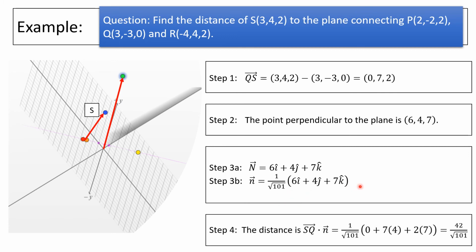And finally, when I take the dot product between the two vectors, I will get a distance which is 42 over square root 101. So that is the distance between the blue point and the plane. So that's all. The very simple 4 steps that we need to do in order to find the distance from a point to a given plane.